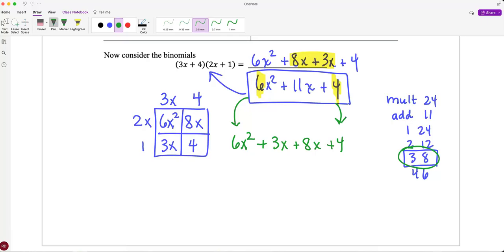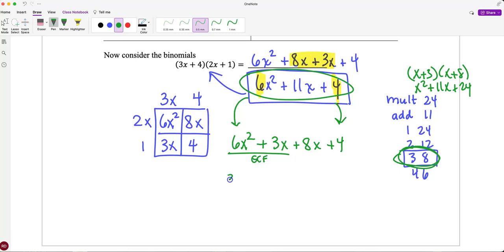Now what I can do, because when I get this 3 and 8, I can't say my answer is x plus 3, x plus 8, because that's x squared plus 11x plus 24, which is not what I'm working with. So once I get the numbers, I'm going to rewrite the problem, and then I'm going to use the GCF, okay? So what is the GCF here? The GCF here is 3x, and that leaves me with 2x plus 1. Copy down that plus sign.